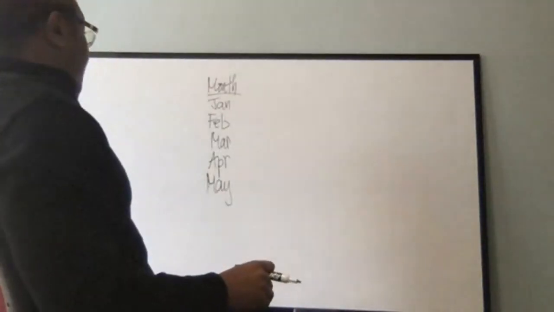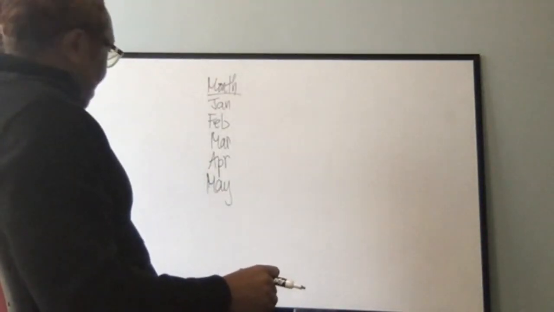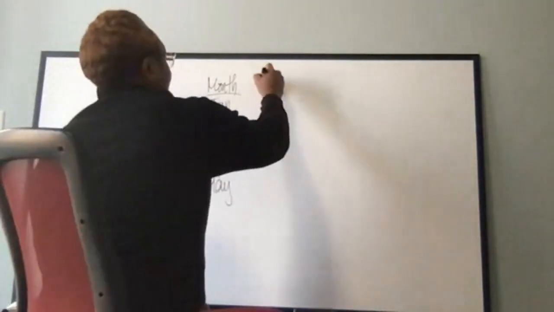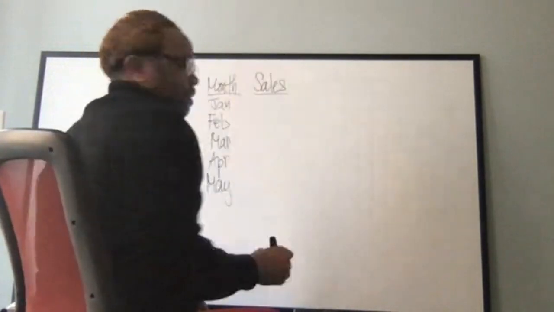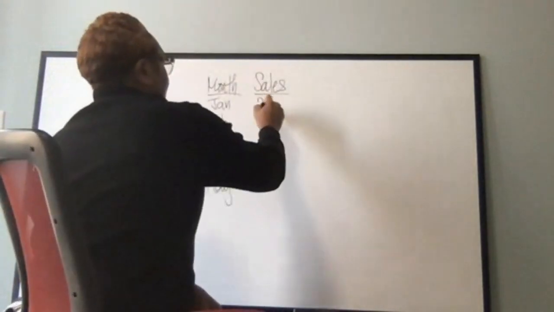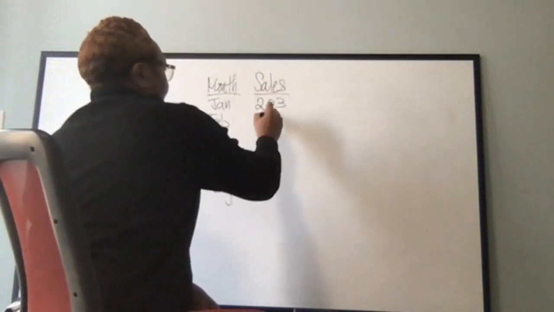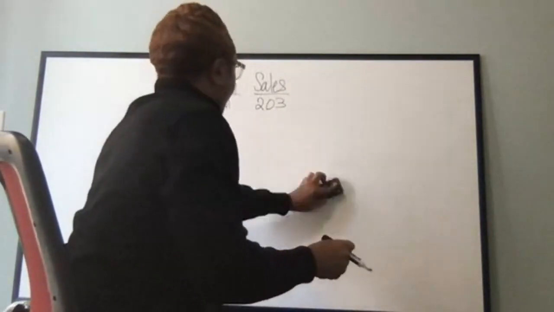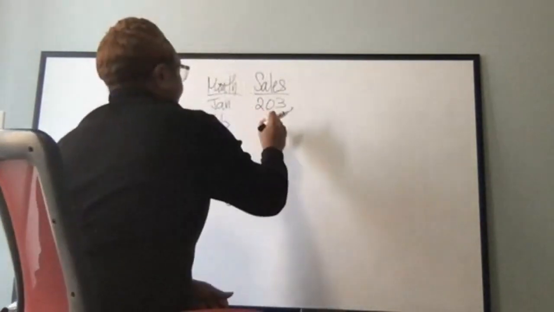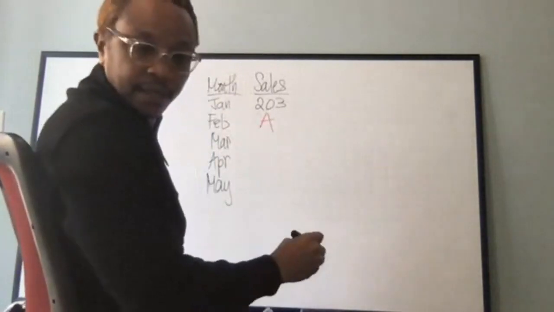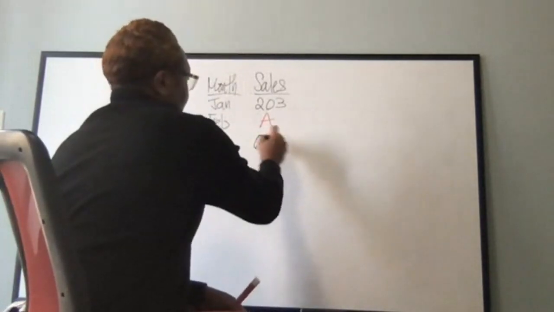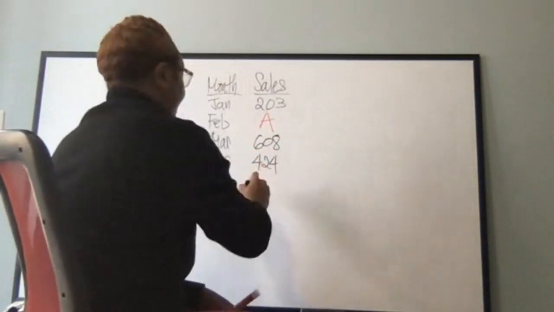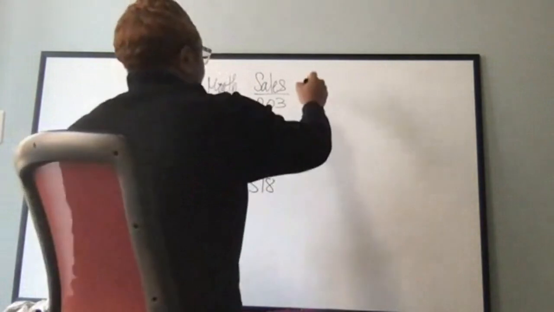Okay, so we're going to start with this notion of time series. It is not review, but you may have run into this in the last homework assignment. Sales, let's say this is sales here, and I'm just making these numbers up. 203. I'm going to put an A right here, and I'll clarify that later. As a matter of fact, let me put another color right here. Let's say A, then 608, 424, and then 518.